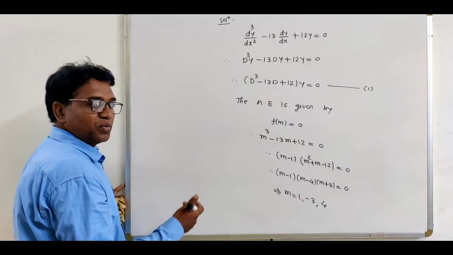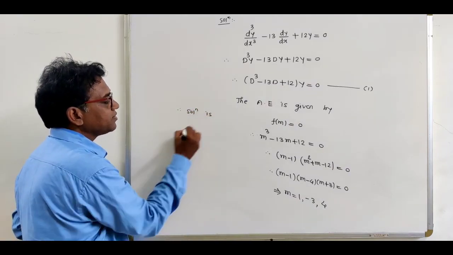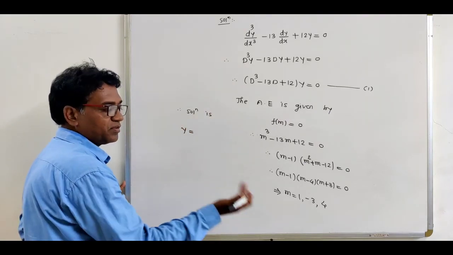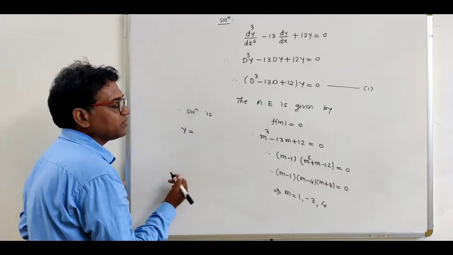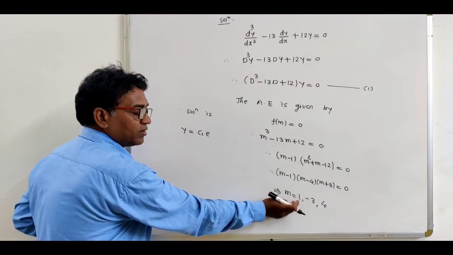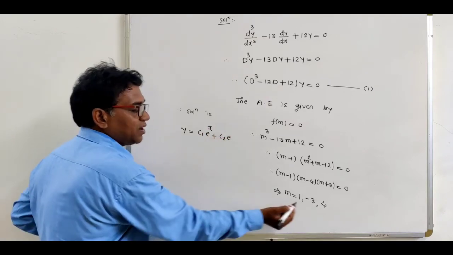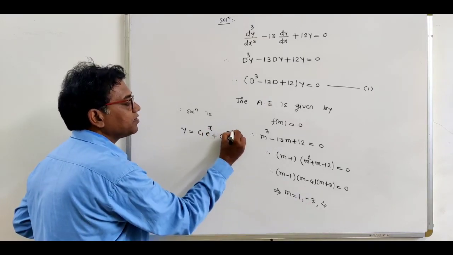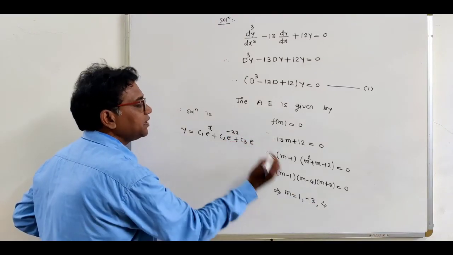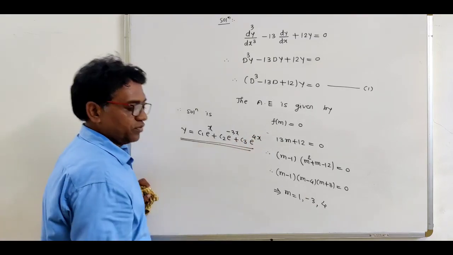So these are the distinct real roots. So what is the formula? So write down the solution. Therefore, the solution is y is equal to, now for distinct real roots, for 3 roots, we use 3 constants. So what is the formula? C1 e raised to m1 x. What is the value of m1? It is 1. So this is x. C2 e raised to m2 x. What is m2? This is minus 3x. Plus C3 e raised to m3 x. What is m3? It is 4. So this is 4x. So this is the required general solution.